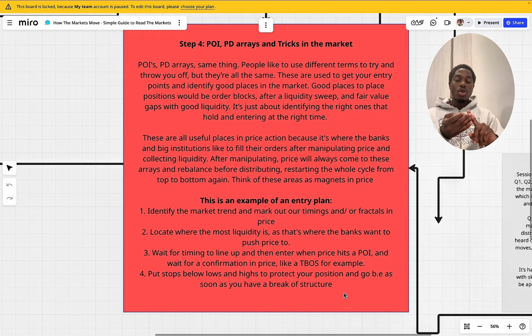So wait for timing to line up, so wait for our distribution move to happen in Q3. When price hits a POI, wait for a confirmation like a true break of structure, then enter. And put your stops below your lows and your highs to protect your position and go BE as soon as you have a break of structure. This is to ensure that you're managing your risk properly, you're conserving your capital, and you're hitting very, very low stop losses in your journey.